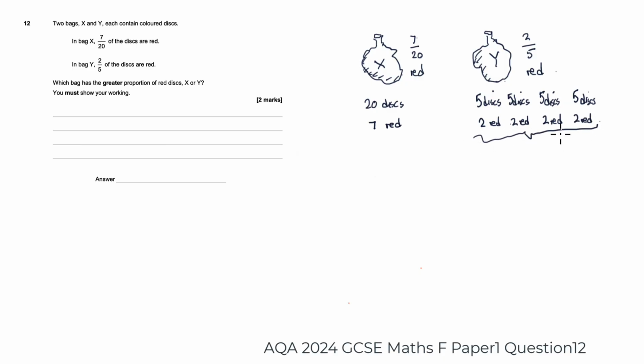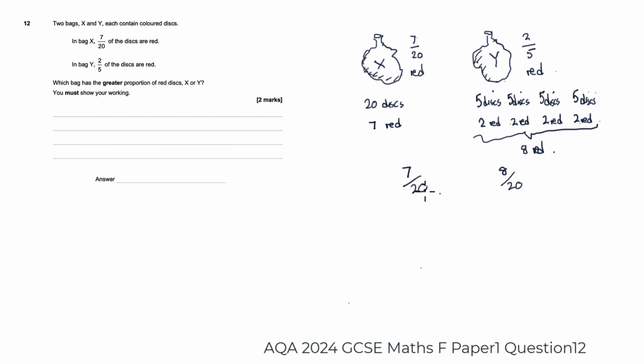So, what have we got? 2, 4, 6, 8. We've got 8 red discs when we have 20 discs in the second bag. So, what's the greater proportion? Well, we've got the same number of discs in each now, but we have 8 red ones compared to 7 red ones. So 8/20ths compared to 7/20ths.